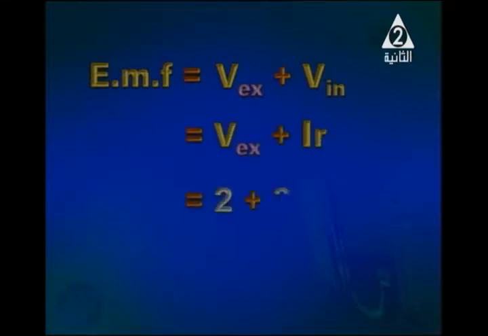And now we can calculate the EMF of the cell. It is equal to V external plus V internal, okay, V external plus Ir. So it is V external, 2 volt, plus 3 times 1. It will be 5 volts. So EMF of the cell is equal to 5 volts.